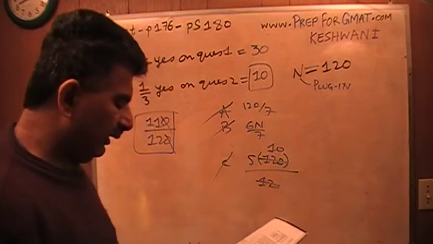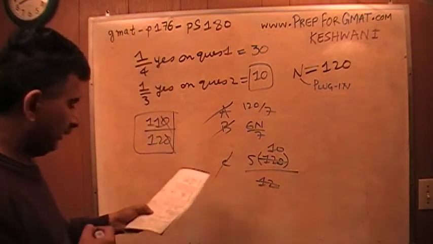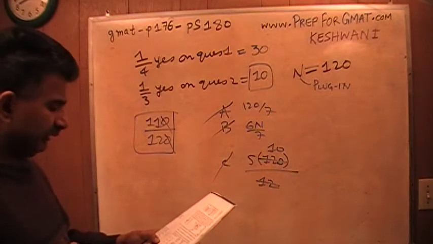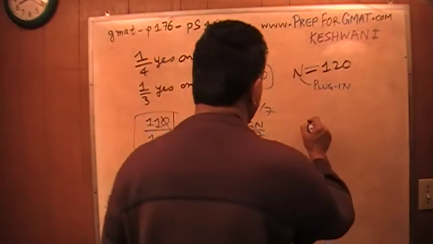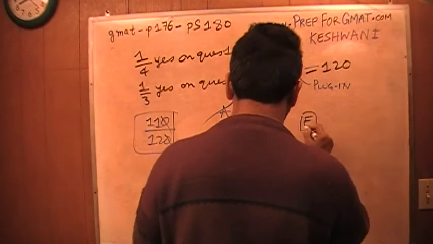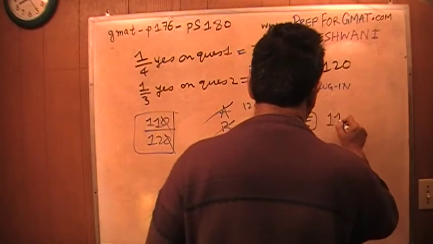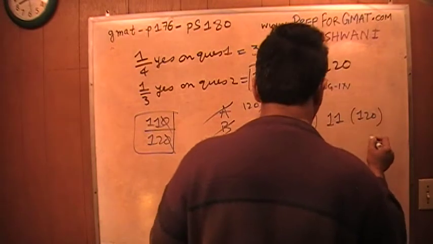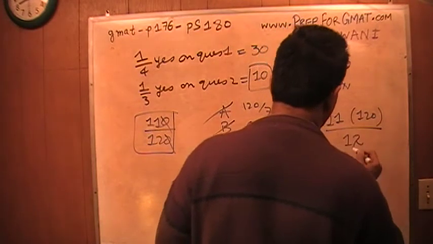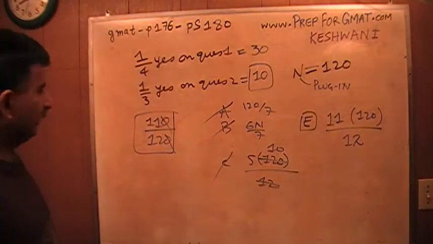Same thing with D. D, I have a 12 at the bottom, but on the top I have 7 times 120. That 7 is not going to disappear. There is no way you can get rid of 7. The answer is E. E tells me 11 times n, which is 120, over 12. You see? Over 12.